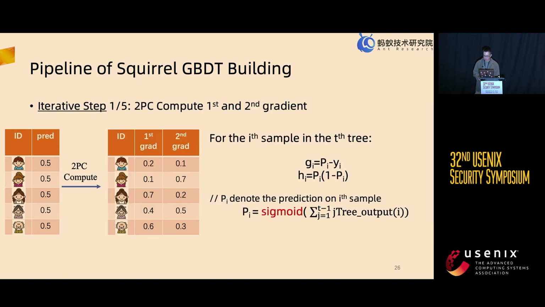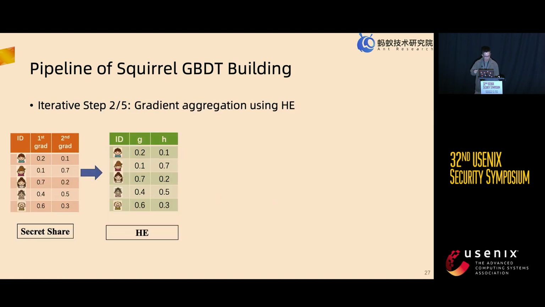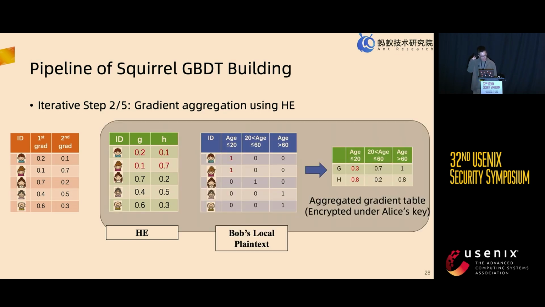Then it comes to some iterative steps. The first step is to compute the gradient using some kind of protocol for the sigmoid, because for this talk we're just doing binary classification. So we need to invoke some 2PC protocol for the sigmoid. And then we convert the shared gradient to a homomorphic encrypted gradient to do the aggregation. Actually, we aggregate according to the attribute.